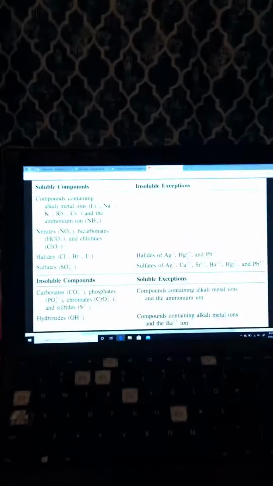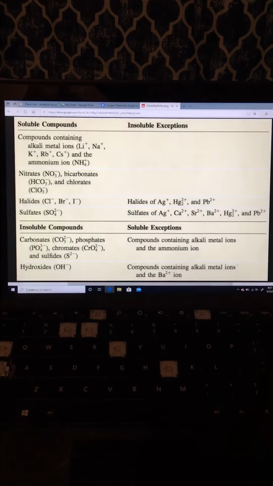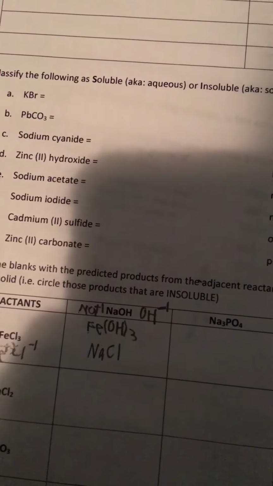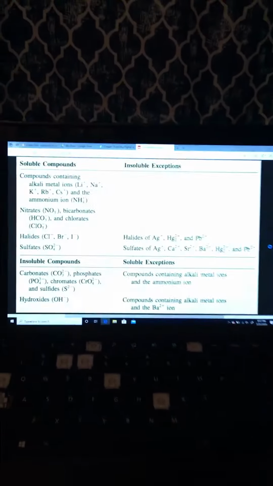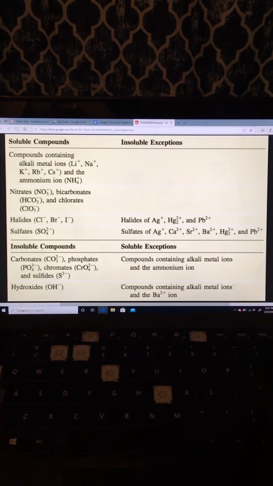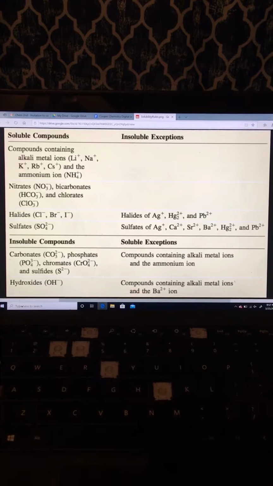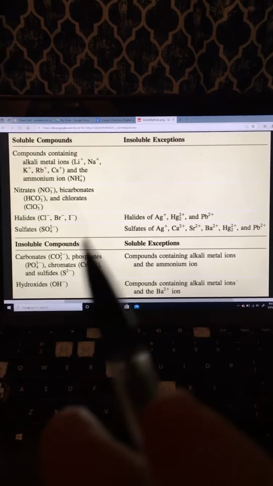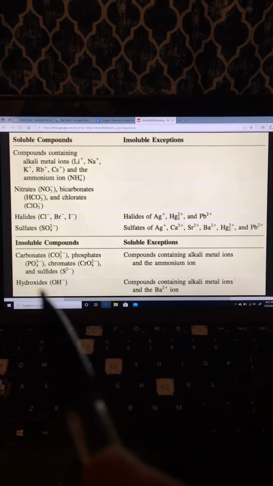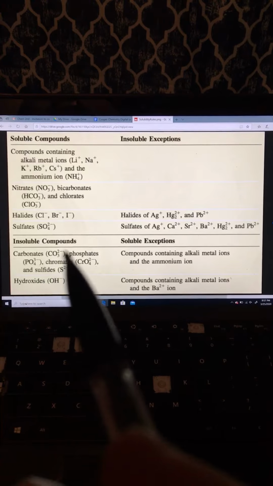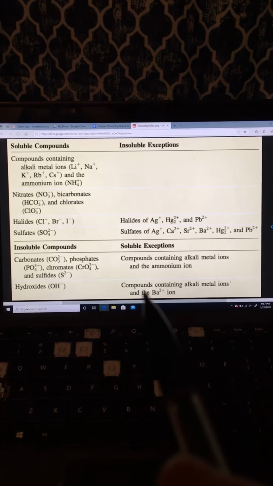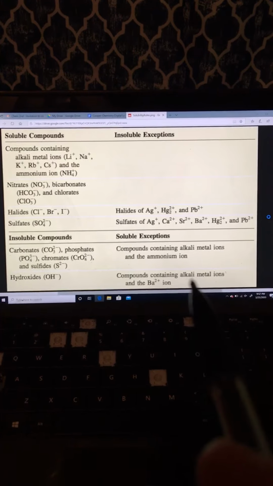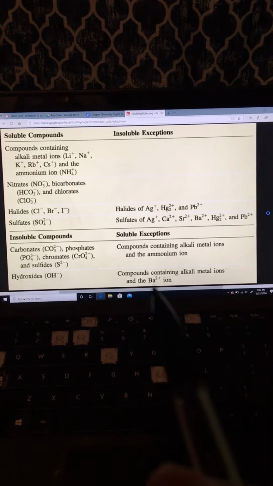So if we come up here and we look at our solubility rules, we have Fe(OH)3 and NaCl. So let's start with this top one first. Fe(OH)3. Let's see if we can find anything about either of those up here. And as I'm looking through this, I don't see anything about Fe, but this one at the bottom down here says hydroxides are insoluble compounds. But the only exception with that is when it contains an alkali metal or a Ba2+.